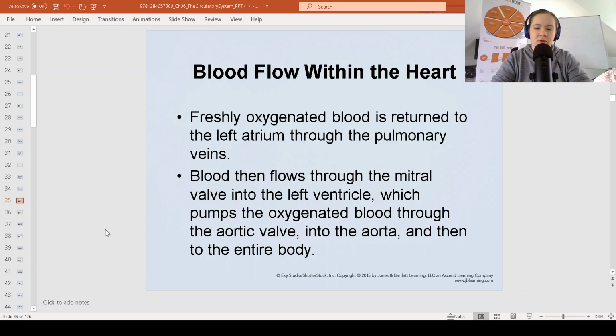Freshly oxygenated blood is returned to the left atrium through the pulmonary veins. Blood then flows through the mitral valve into the left ventricle, which then pumps the oxygenated blood through the aortic valve into the aorta and then into the entire body.